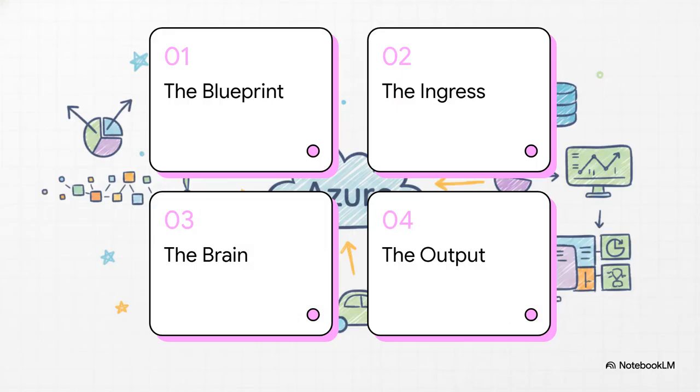Here's our roadmap. We are going to logically trace the life cycle of just a single data point. We'll start with modeling the environment in Phase 1, then we'll bring in live data in Phase 2, process it in Phase 3, and finally, turn all of that into powerful analytics in Phase 4.